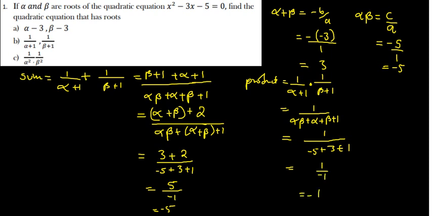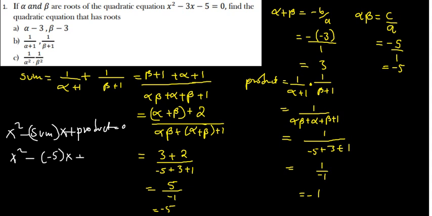Now to find the equation is given by x squared minus sum, you put x, and then plus product is equal to 0. So this is going to be x squared minus, what is going to be this? The sum. We have already found the sum here to be a negative 5. And then we put x there, and then plus the product, which is a negative 1, and this is going to be equal to 0. So meaning the equation is x squared plus 5x minus 1 is equal to 0. So that is how we get to work that one out.